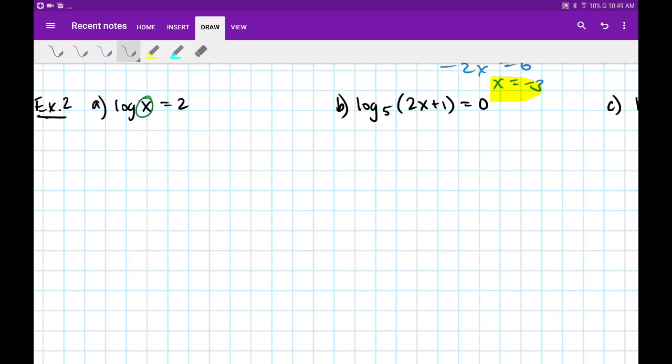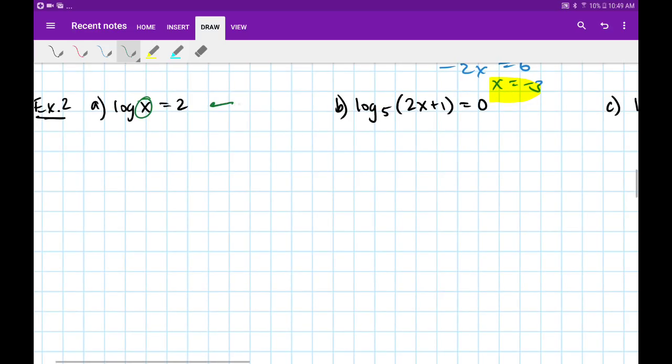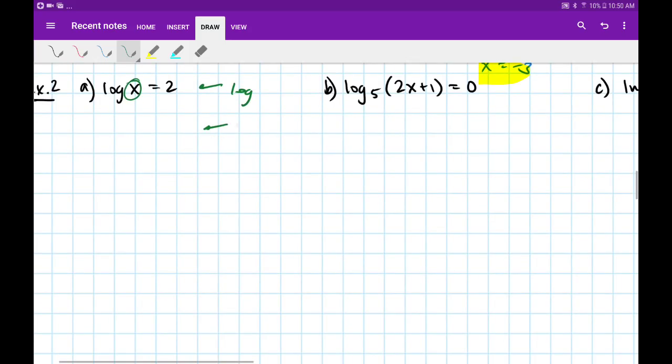Well, I don't know what to do, so I'm going to ask myself the same questions as always. What form am I in? Ooh, I'm in log form. What form should I go to? Ooh, I should go to exponential form. So if I'm going into exponential form, that means that the log should disappear. I should have a base down here. And I'm going to now convert. So bring down the x equals 10 squared. Hey, I know what 10 squared is. X is 100. Done.